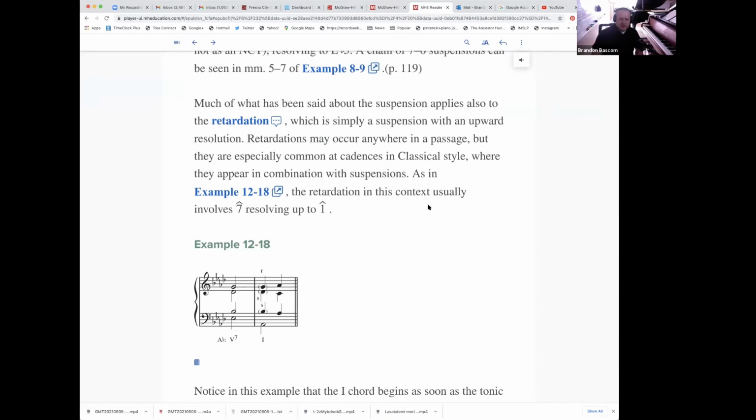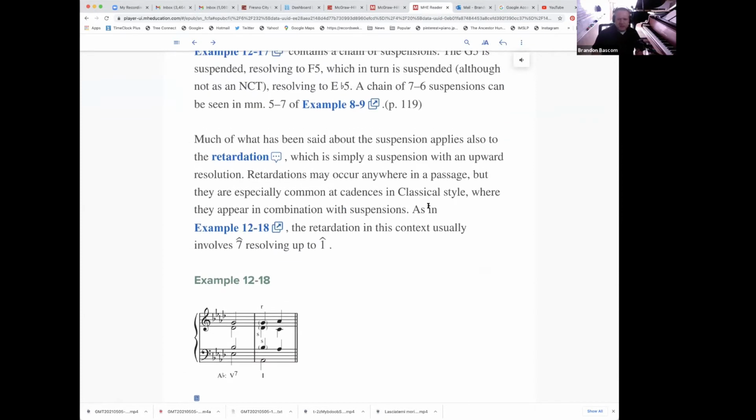We talked about retardations. It's an upward suspension. Sorry. It's a double whammy. You get a suspension in the other two parts because they go down. But you get the retardation in the soprano because it goes up.